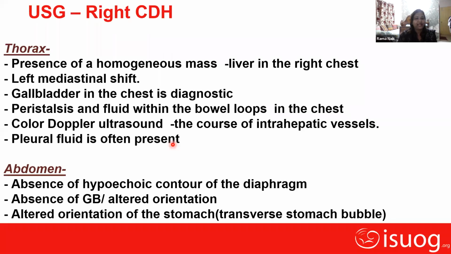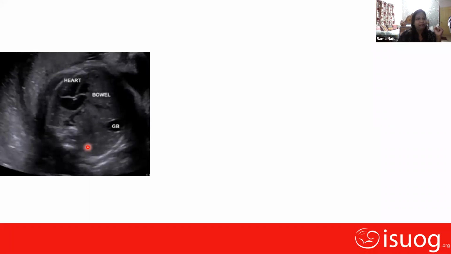And in case of right side, the organ is liver only. So liver will be in the chest. There will be mediastinal shift to the left side. Already the heart is in the left side, but the heart will be in the extreme left. You can see the gallbladder also in the chest, which is diagnostic, and peristalsis and fluid will be seen if bowels are there. And in the sagittal picture, you will see the contour of the diaphragm will be lost, and there is absence of gallbladder and altered orientation of the gallbladder. And one more thing, if you see the stomach, the stomach will be transverse due to the stretching during the herniation.